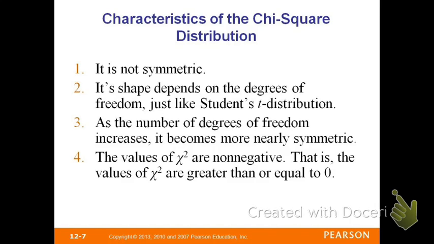Okay, give yourself a pat on the back. We made it to the last hypothesis test. We'll be running a chi-squared test today.